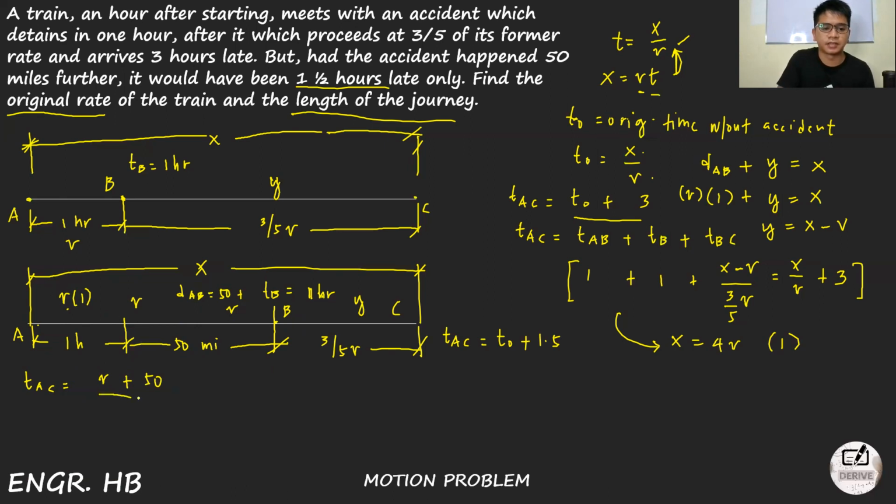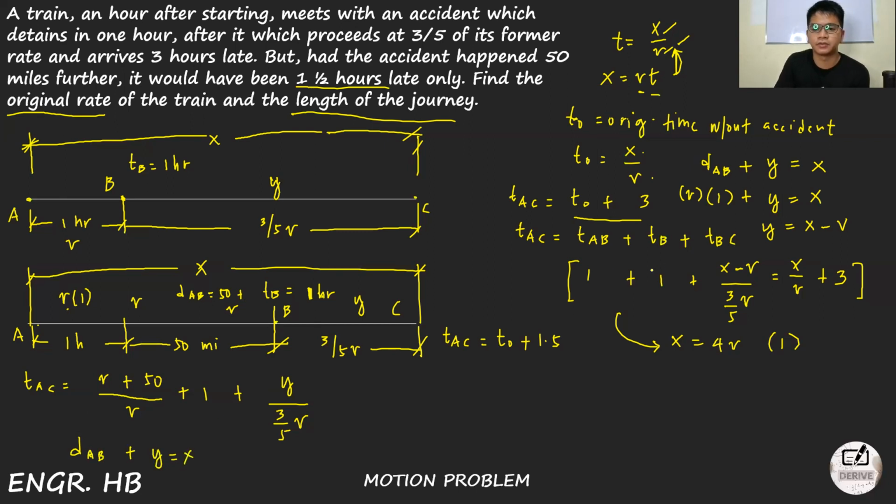Of course, divide mo pa siya because time is equal to distance divided by velocity. Of course, that will become your velocity. Siyempre, na-retain pa siya ng 1 hour. So, plus 1 hour for your TB plus from time from B to C. So, we'll know that from time B to C, alam natin na ang distance niyan is Y over 3/5 velocity ulit. Ang kaso, mangyayari dyan, guys, we all know that DAB plus Y is equal to X.